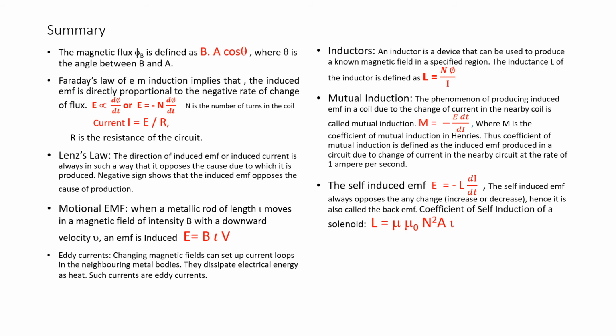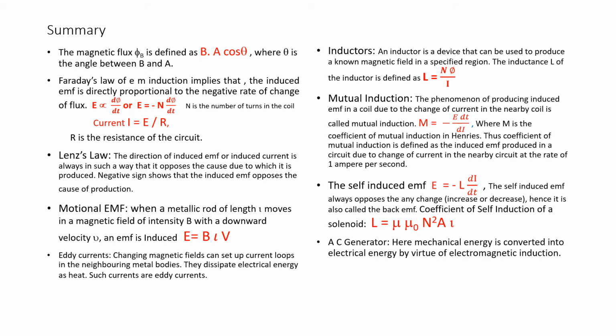The self-induced EMF E is equal to minus L di by dt. The self-induced EMF always opposes any change, increase or decrease. Hence, it is also called back EMF. The coefficient of self-induction of a solenoid is given by L equals mu mu naught N square A into l, where mu naught is the absolute permeability of air or vacuum and mu is the permeability of the medium.